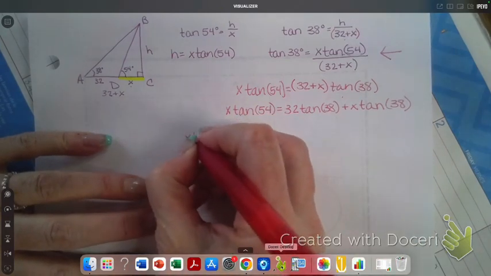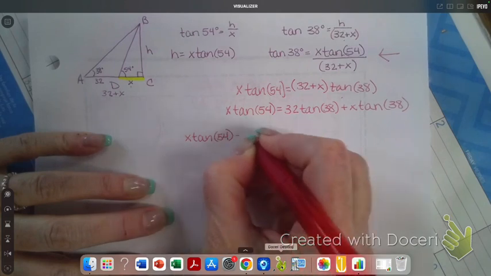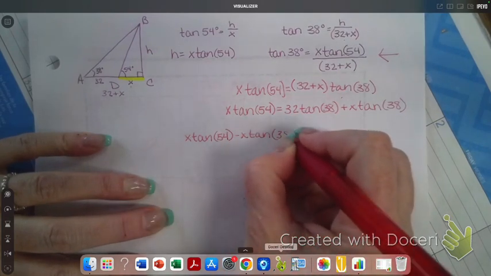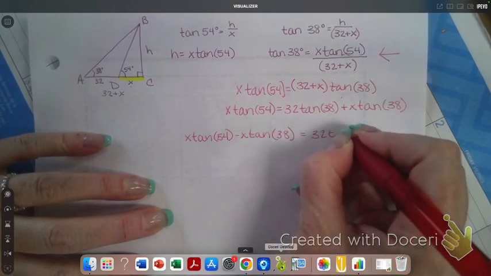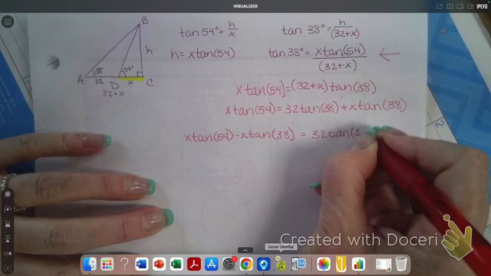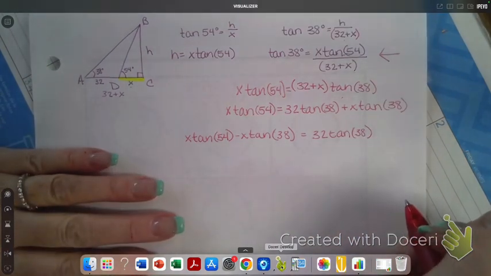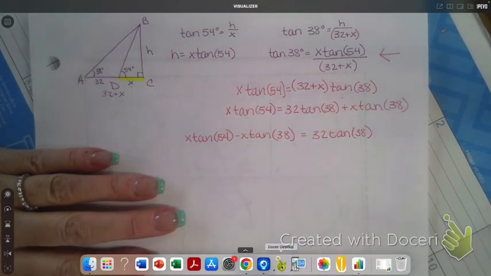So x tangent of 54 minus x tangent of 38 equals 32 tangent of 38. I didn't say these were fast, did I? But are we basically doing the same steps we did on the problem before it?